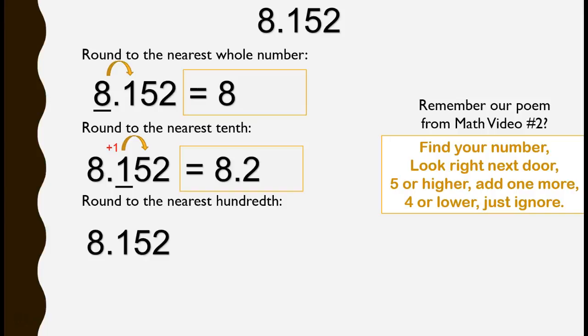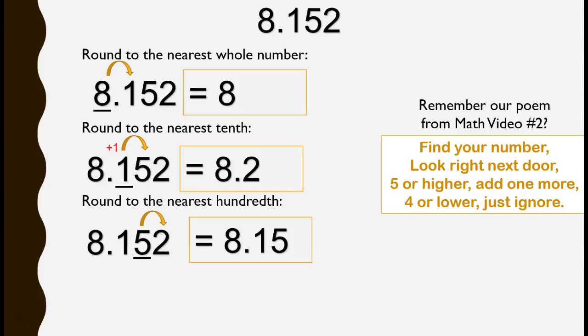Very good. Last one, round to the nearest hundredth. Which digit is in the hundredths place? Oh, good job. Find your number, look right next door. 5 or higher, add one more. Nope. 4 or lower, just ignore. Yep. We're going to keep that 5 the same, and everything to the right becomes a 0. And we can also just ignore that last 0 because it doesn't hold a place. So we're left with 8 15/100ths.